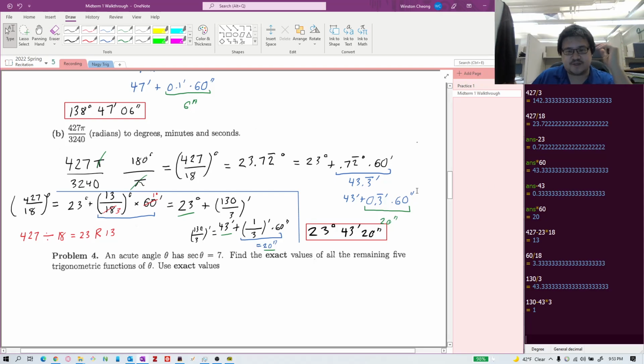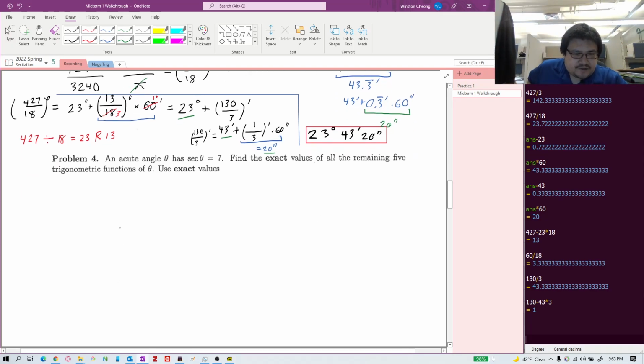Okay, number 4. So we have that secant of theta is equal to 7, and theta is some acute angle. That's just because the acute angle part tells us that we're working in the first quadrant, essentially.